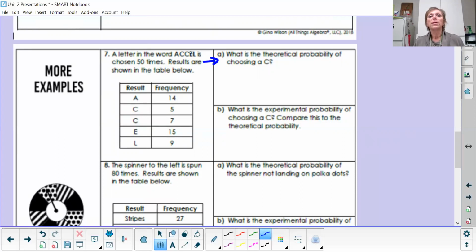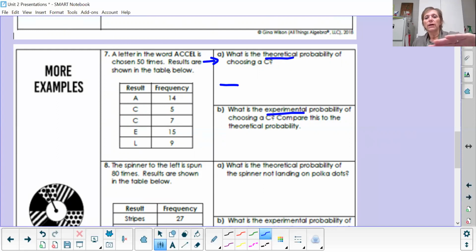A letter in the word Excel is chosen 50 times. Results are shown in the table below. We want to ignore this. This says theoretical, this says experimental. So I'm going to put a fraction here, and we want to know the probability. So we're looking for percent.